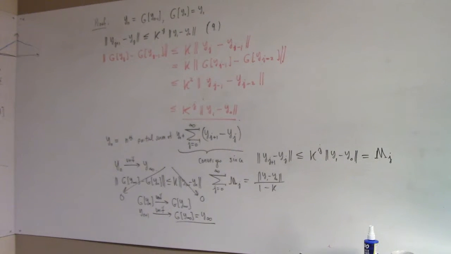And the proof of uniqueness is the same proof we gave the other day. If you feed two different fixed points to the contraction condition, you end up with a contradiction if they're actually different.